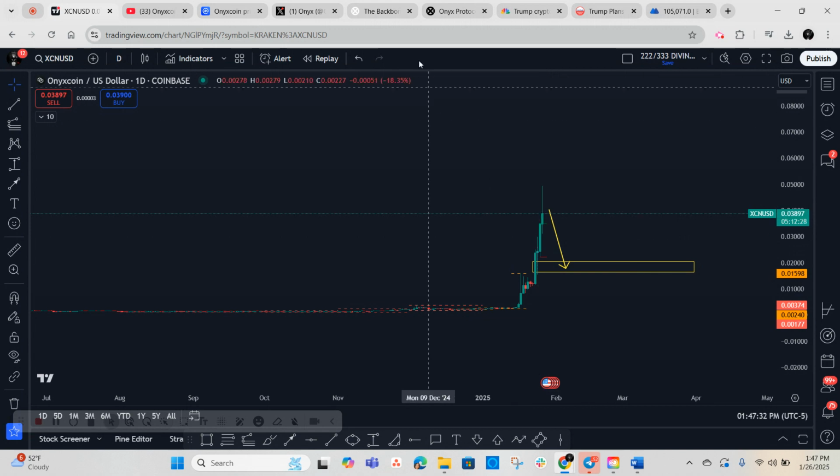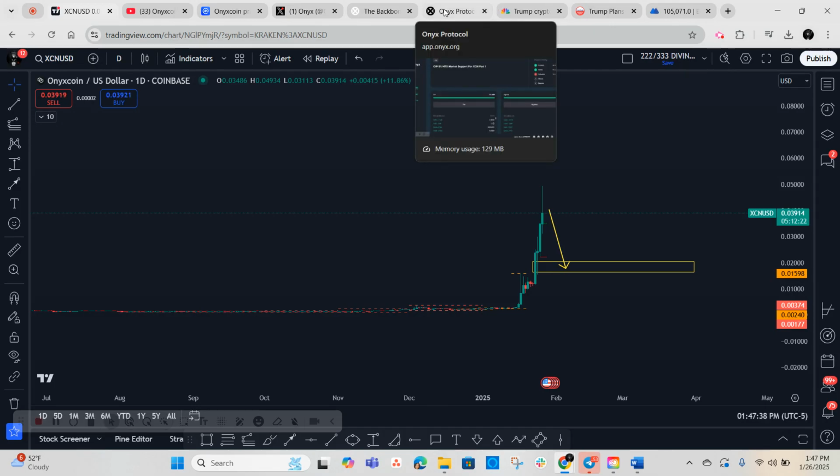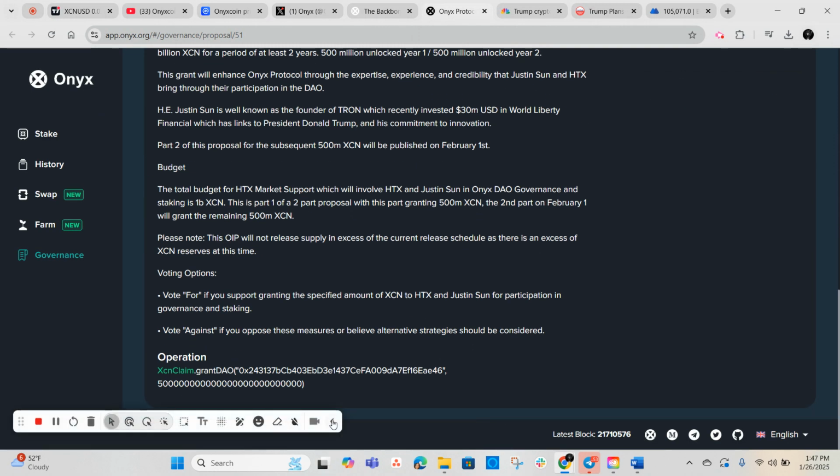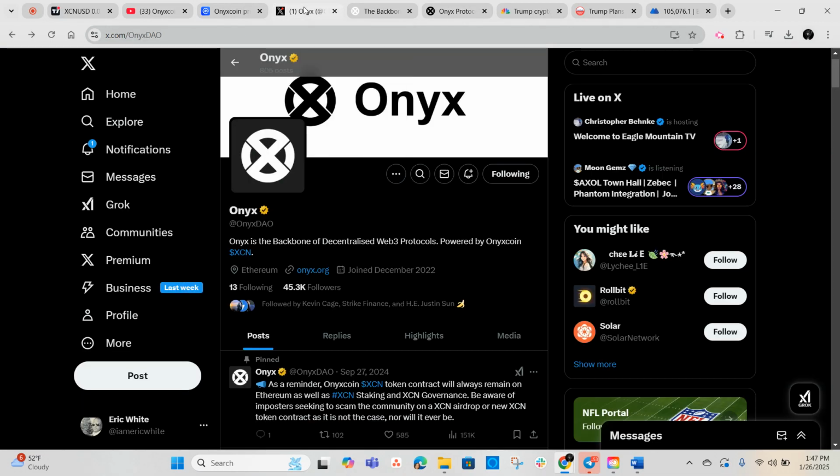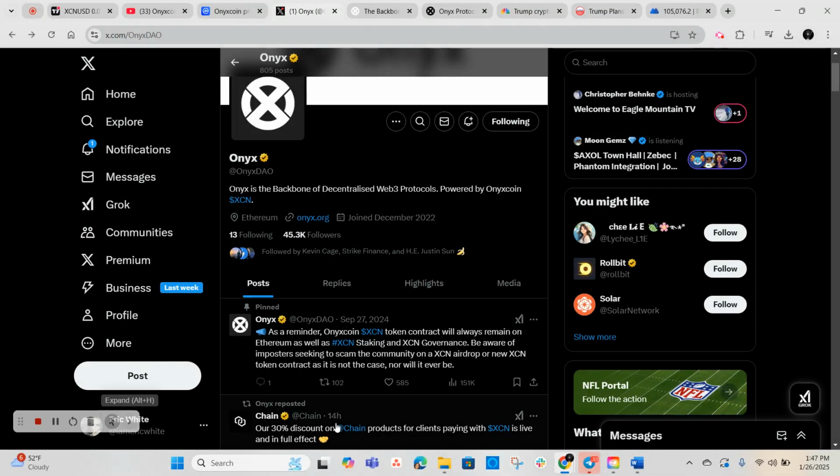However, there could be some things in development, because this is what I want you to look at on the protocol at the bottom. What does it say? If you vote against, if you oppose these measures or believe alternative strategies should be considered. I want you to look at alternative strategies. So if they voted against it, what is the alternative? Glad you asked.